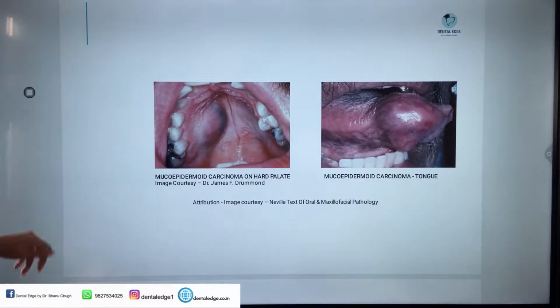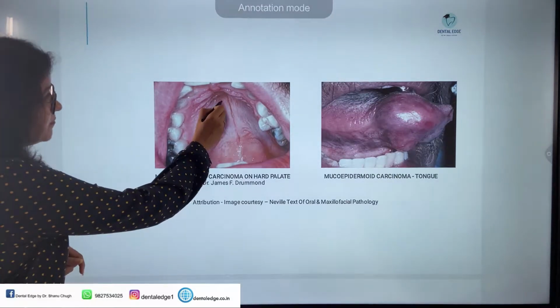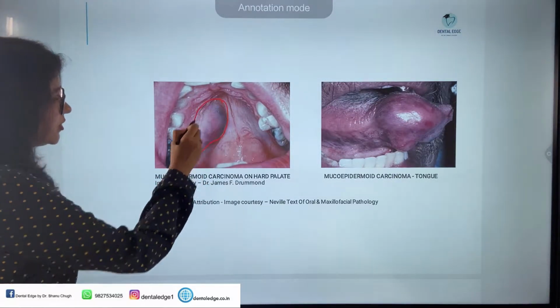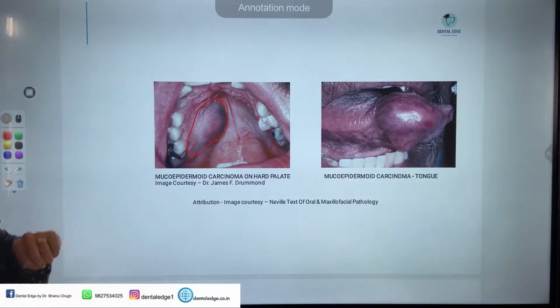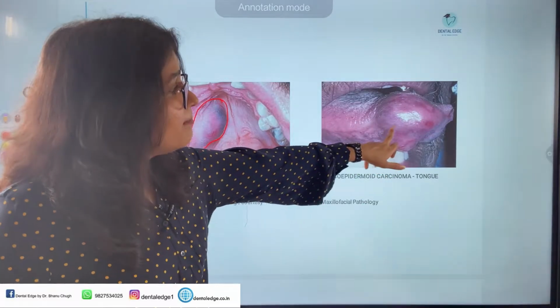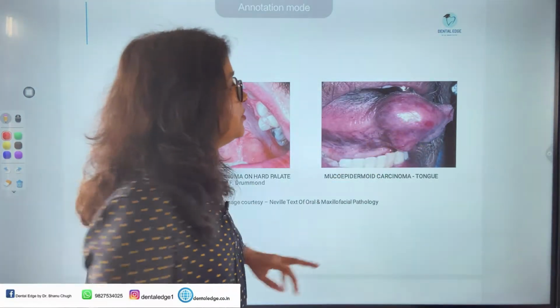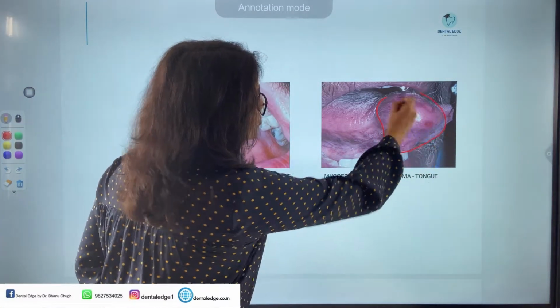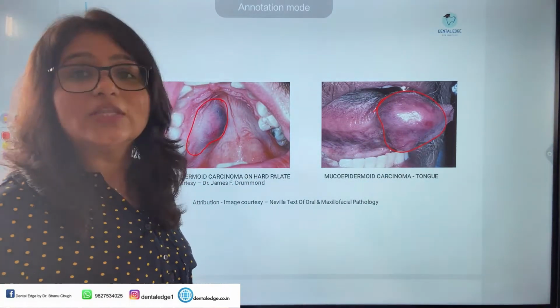If we see this clinical picture, this is a mucoepidermoid carcinoma on the hard palate, a swelling as you can appreciate having a slight bluish tinge, and this is a mass on the tongue and it was diagnosed as a mucoepidermoid carcinoma. So this is another case on the tongue.